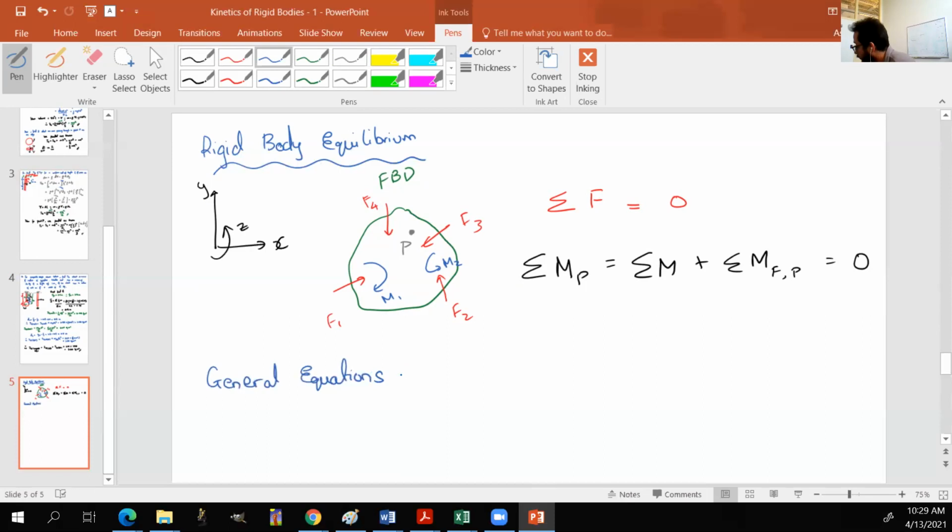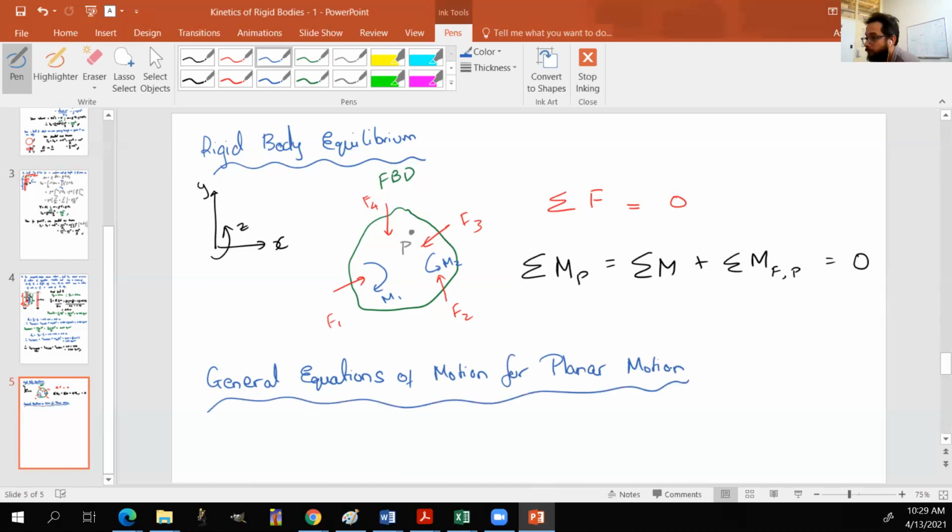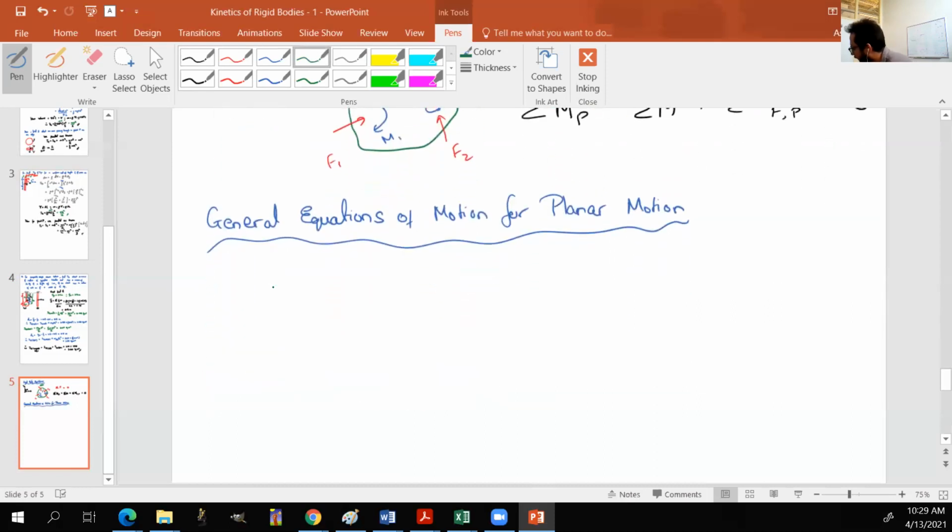equations of motion for planar motion. Right, so same thing. So we have the free body diagram, right? So you have a bunch of forces, say F1, F2, F3, F4, so on and so forth, right? And you've got moments, let's say M1, M2, and again, you've got a point P.